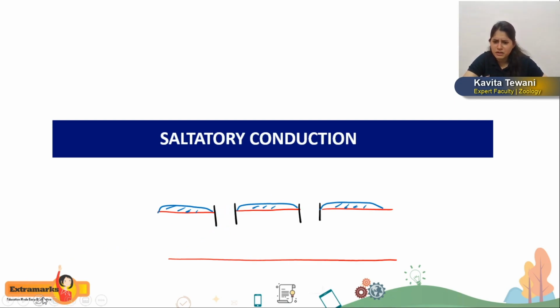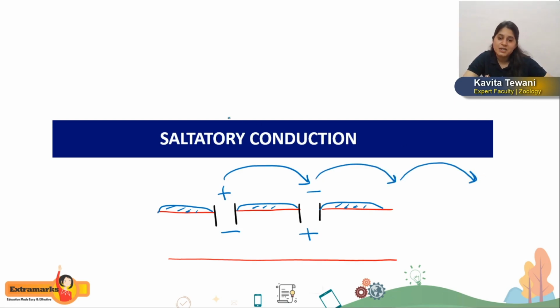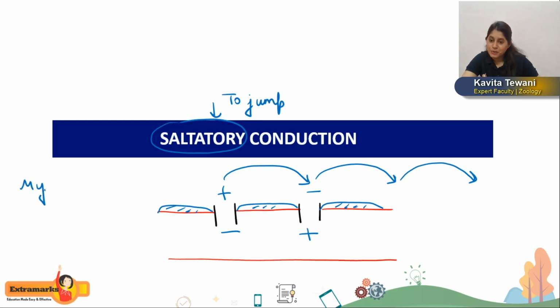And again the same way, outside positive, inside negative, outside positive. So positive to negative, they are moving in the form of jumping impulses. Saltatory term literally means to jump. So in myelinated neurons or axons, there is saltatory conduction, meaning in the jumping form, they are covering large distances and they are getting transmitted from one region to another.